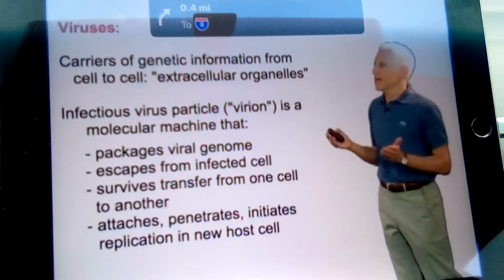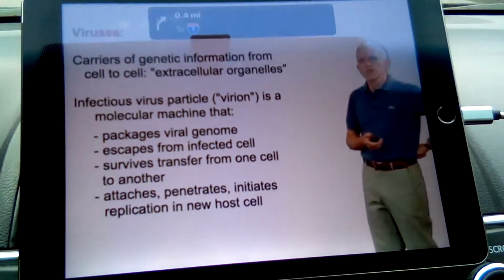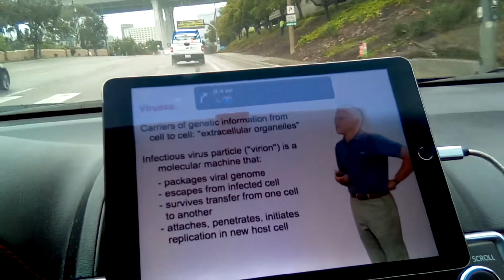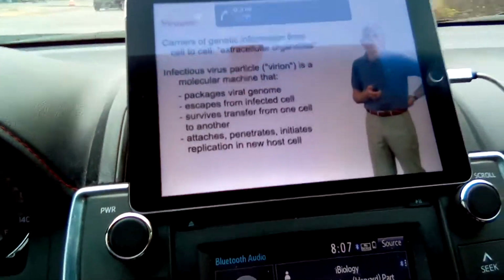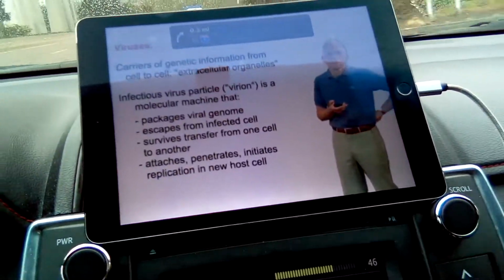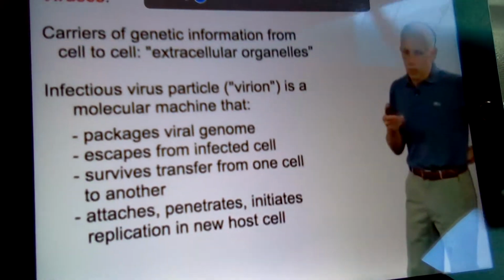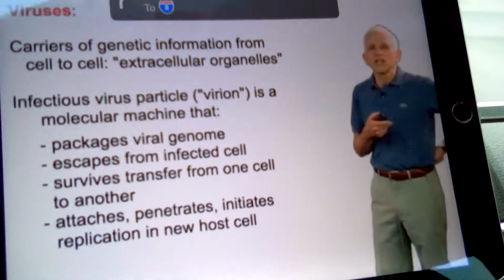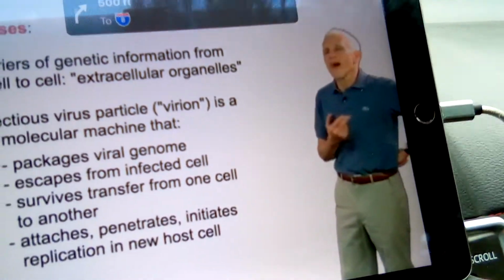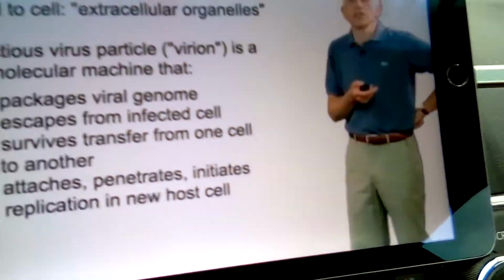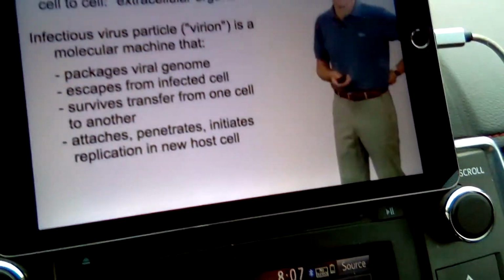Viruses are carriers of genetic information from one cell to another. In that sense, they're effectively extracellular organelles. The infectious virus particle, sometimes called a virion, is a molecular machine that packages viral genomes, escapes from the infected cell, survives transfer from one cell to another, and attaches, penetrates, and initiates replication in the new host cell. It's thus not just a passive package, but rather an active payload deliverer.